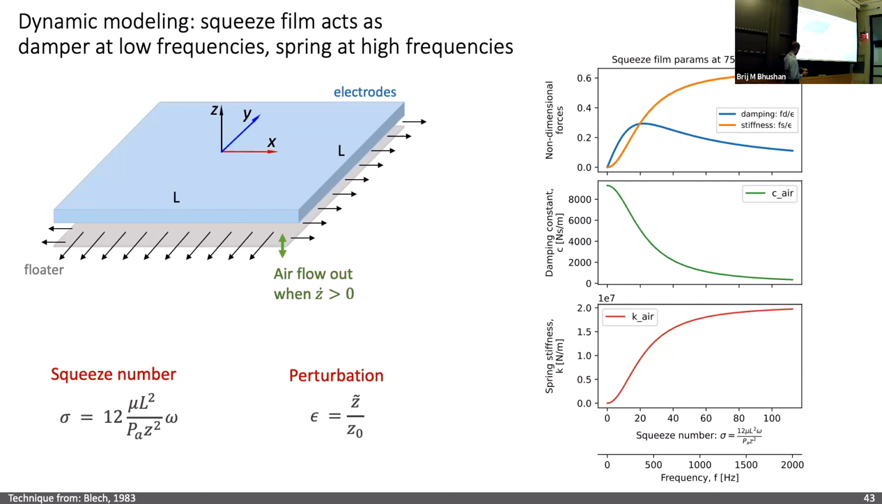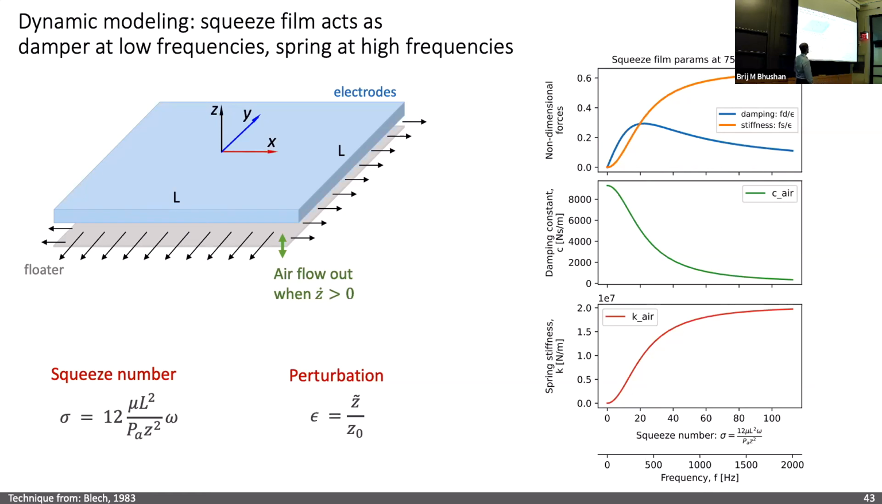We also modeled the behavior of the air film, the dynamic model of the air film in the air gap. It turns out that at low frequencies, air acts like a damper because air has sufficient time to escape from the edges. But at high frequencies, because it does not have sufficient time to escape from the edges, it begins to act like a pneumatic cylinder and shows a very strong spring stiffness effect.